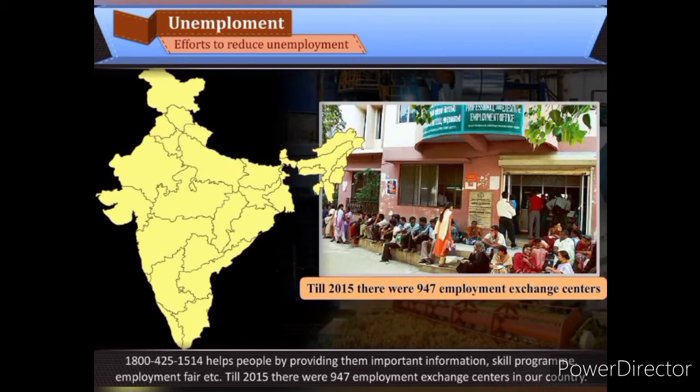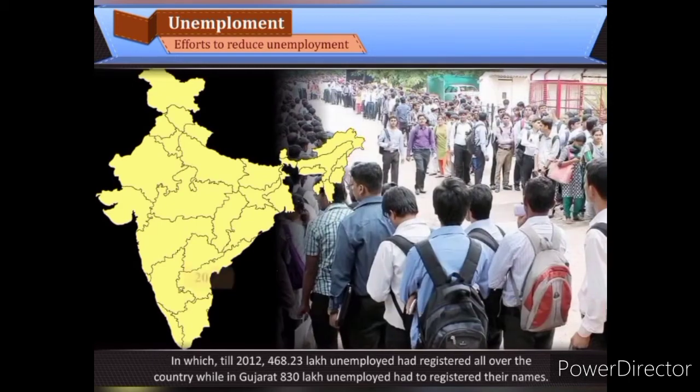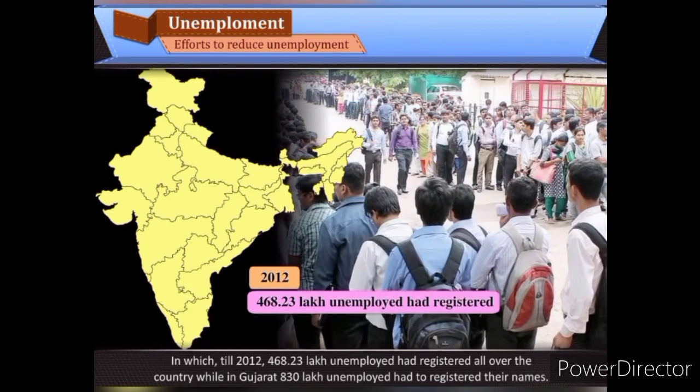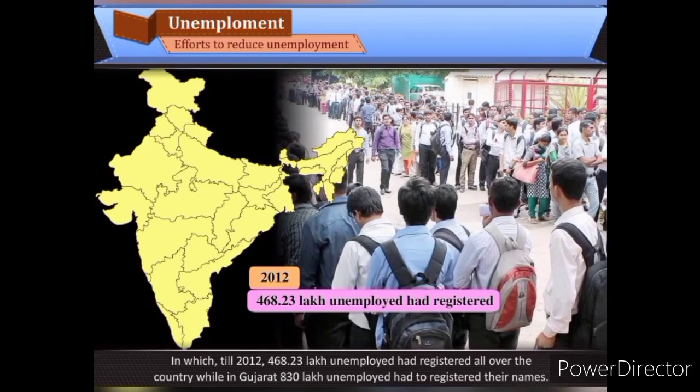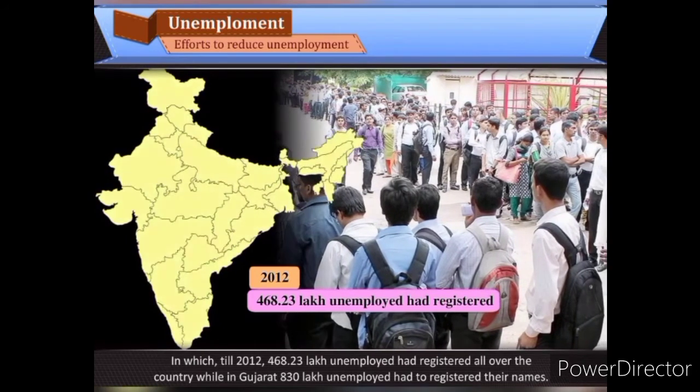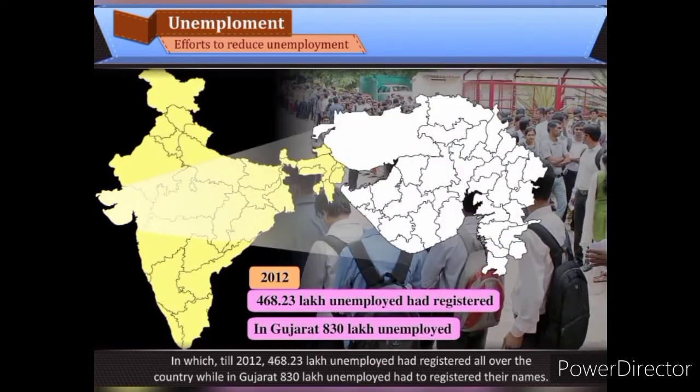Till 2015, there were 947 employment exchange centers in our country, in which, till 2012, 468.23 lakh unemployed had registered all over the country, while in Gujarat, 830 lakh unemployed had registered their names.